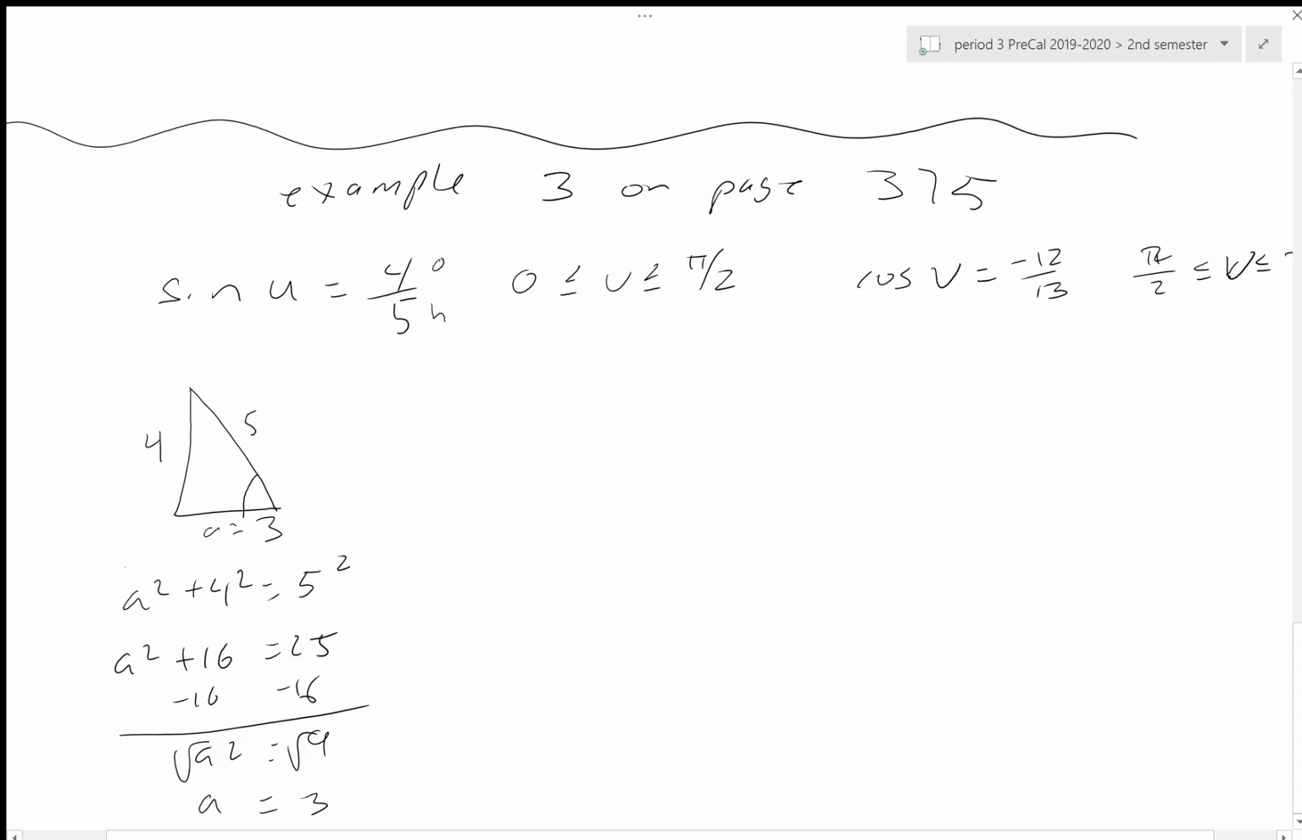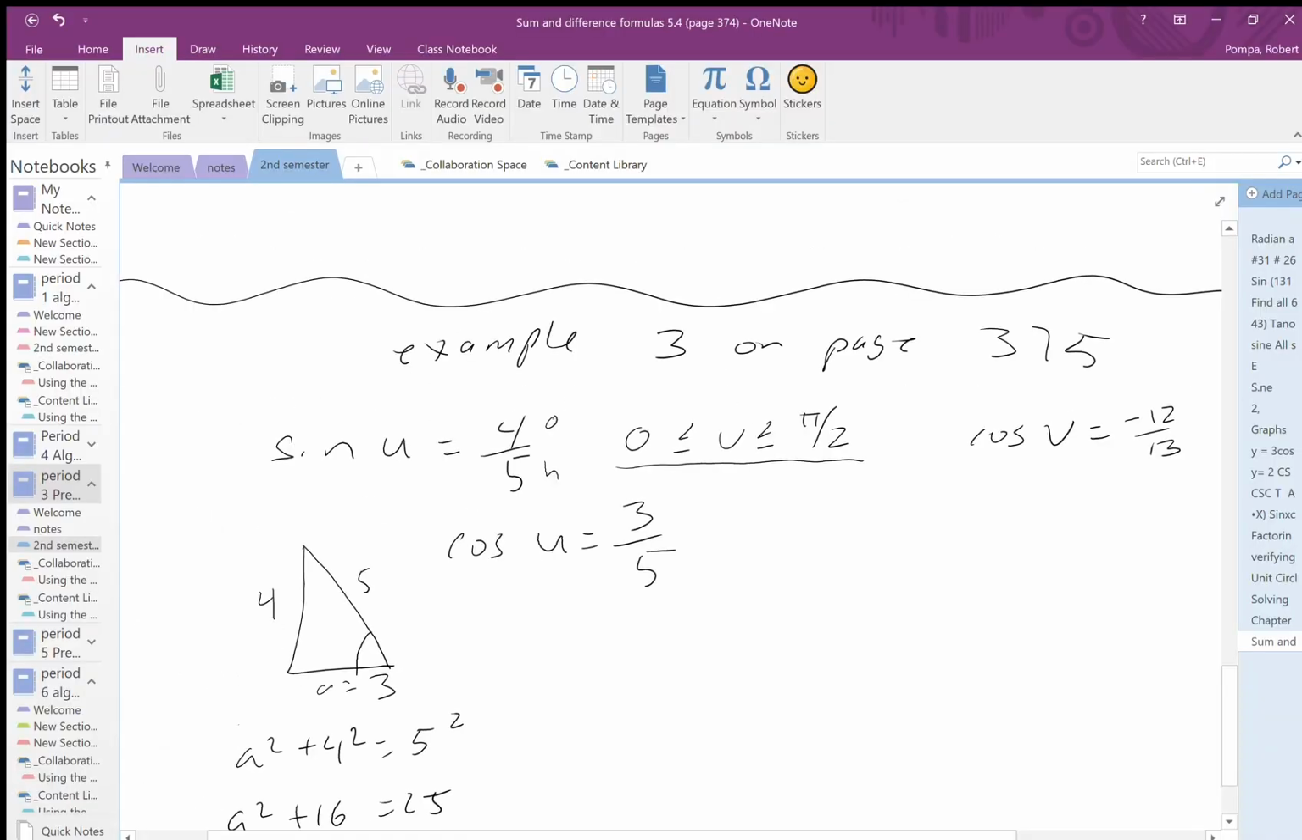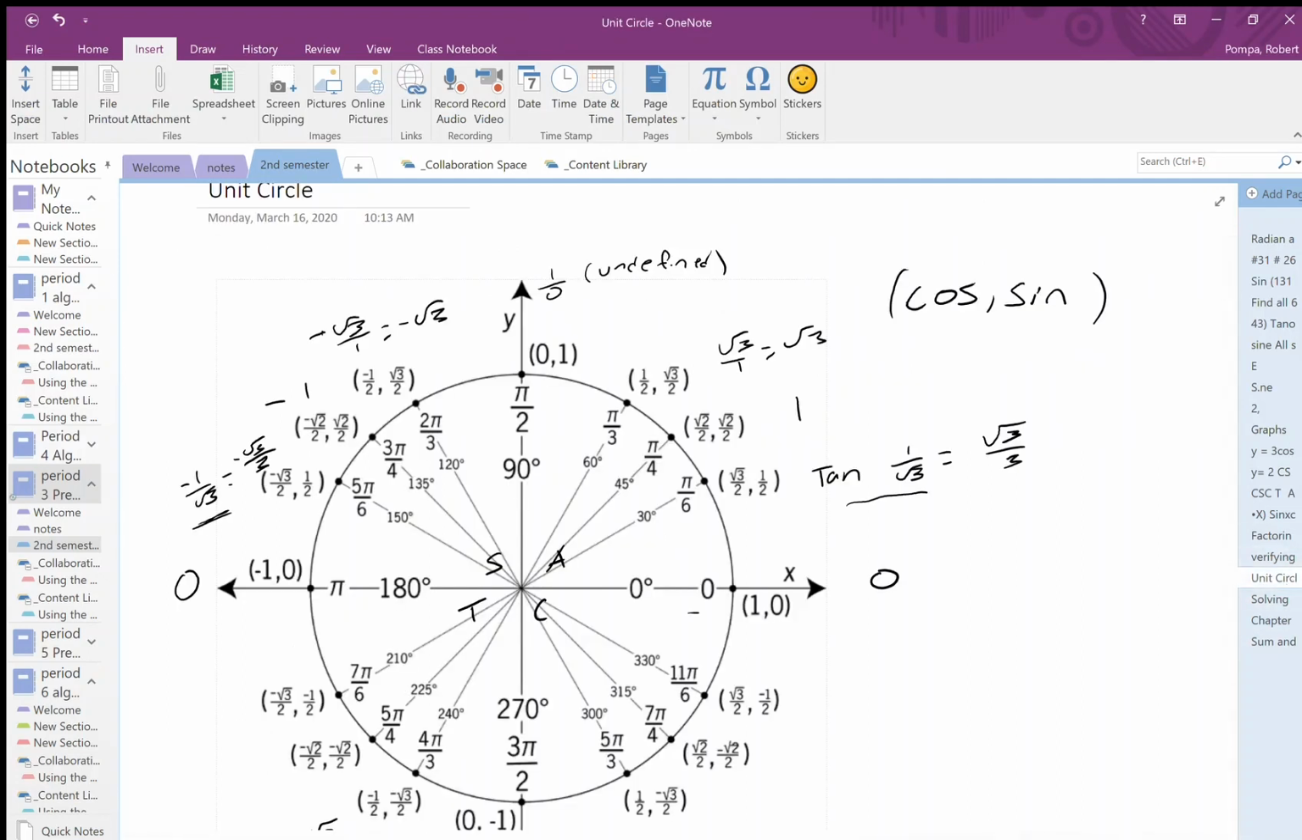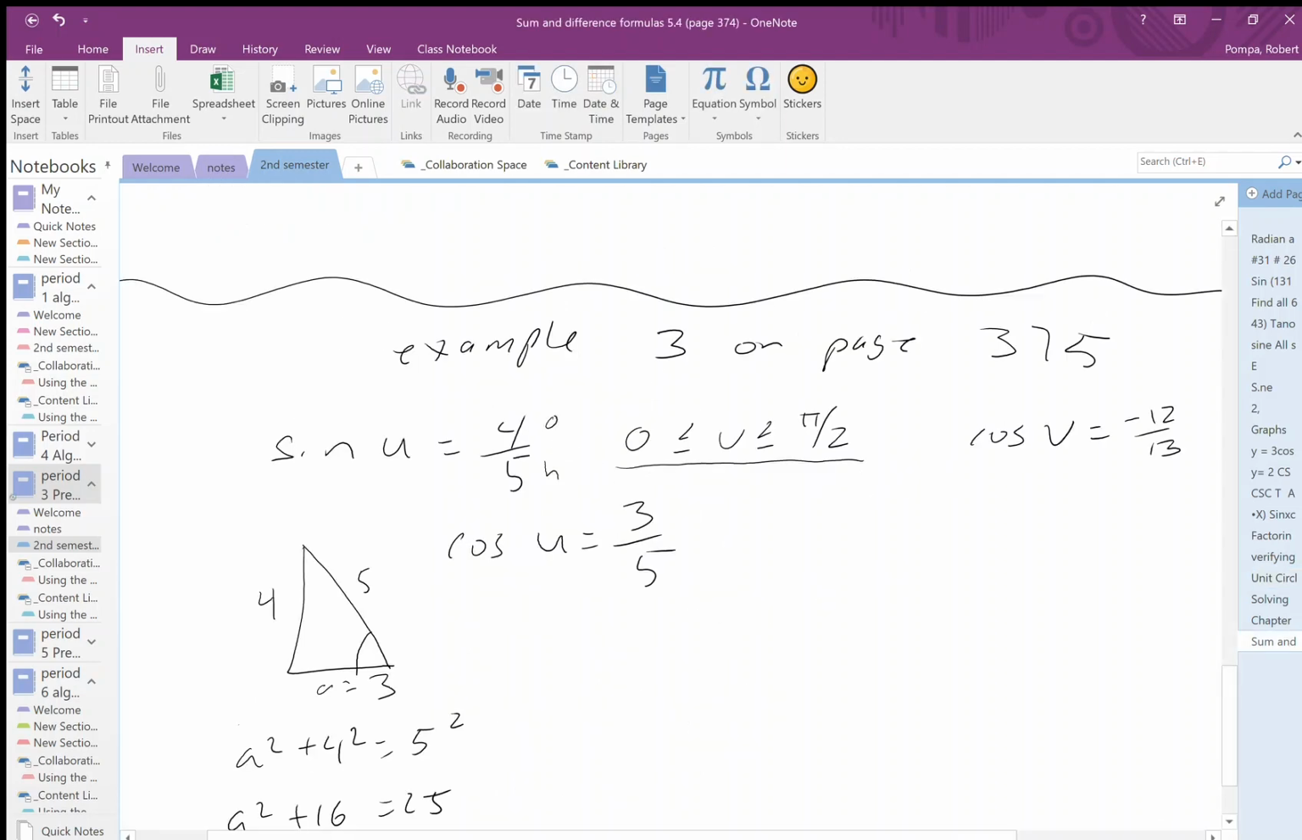Why is that important? Because I need to know what cosine of u is. Cosine of u is going to be, which is adjacent over hypotenuse, 3 over 5. And why is this important? It's between 0 and pi over 2. So on my unit circle, between 0 and pi over 2, we're in this one, and we know here they're all positive. So that tells me that this is positive 3 over 5.